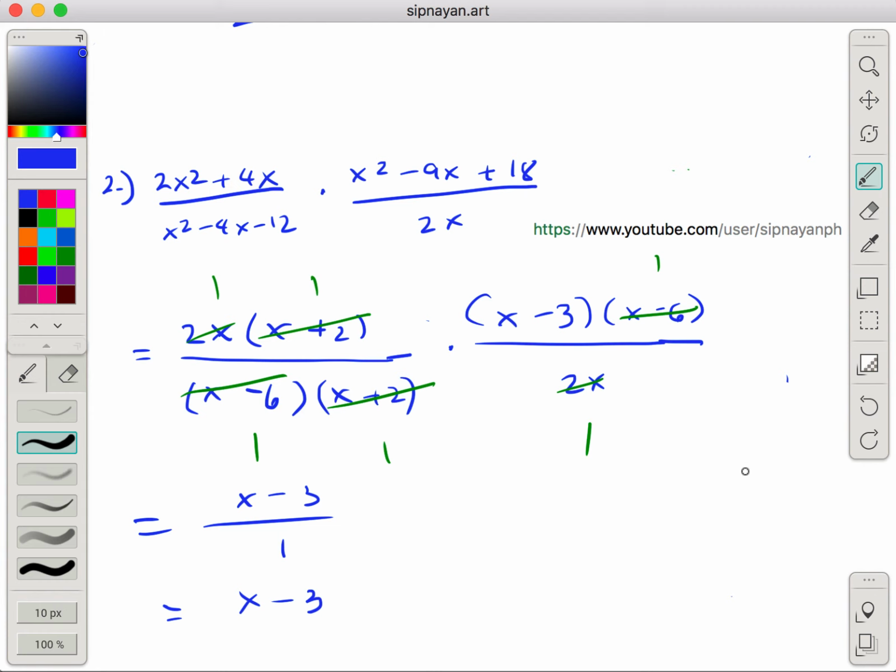Okay, so that's it. Hindi tayo masyadong magtatagal dito kasi mostly factoring lang naman yung ginagawa natin. So kung marunong kayo mag-factor, ay hindi na kayo masyadong mahirapan dito. Pag hindi naman kayo marunong, so you have to practice. Balikan nyo yung series natin on factoring.